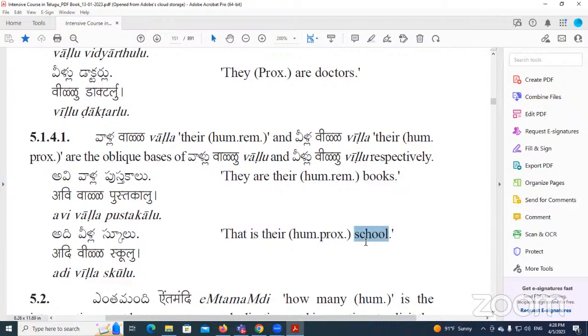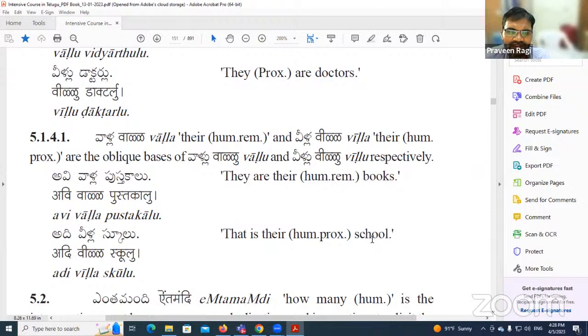అది వీళ్ళ బజార్. Bazaru. ఓకే. What did you say? Like that's their market. Yeah. Okay. That's their bazaar. Yeah, it's fine. No problem. Yeah. Or we can also say illu. That is their home. Adi villa illu. Like that.